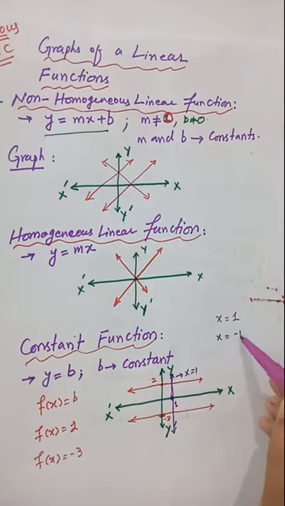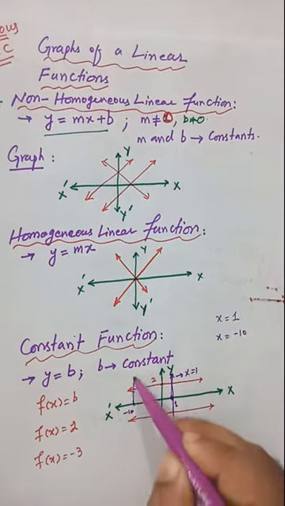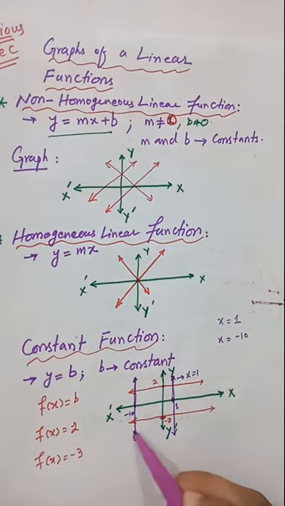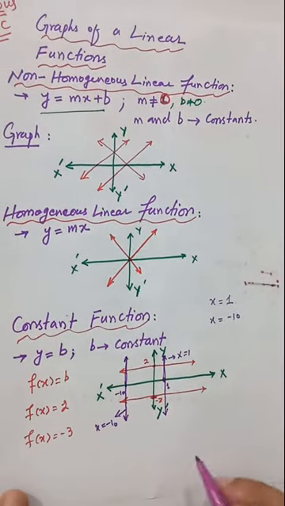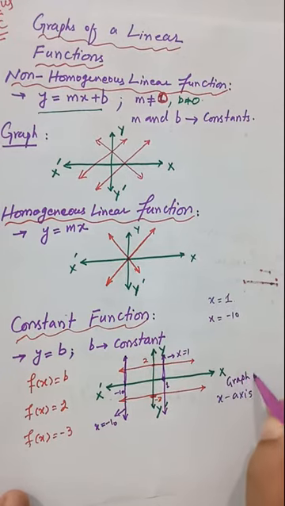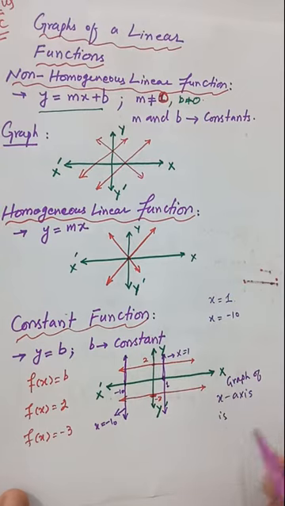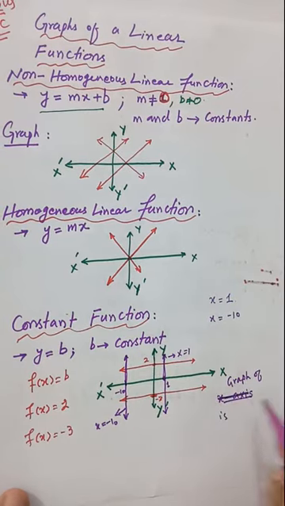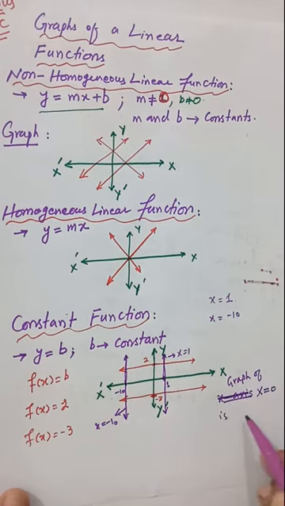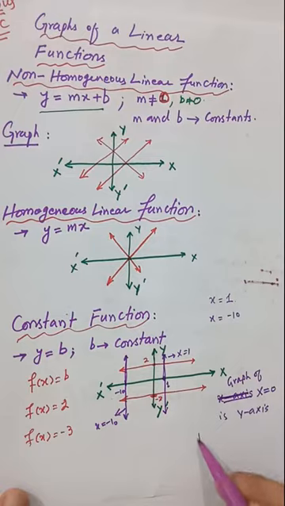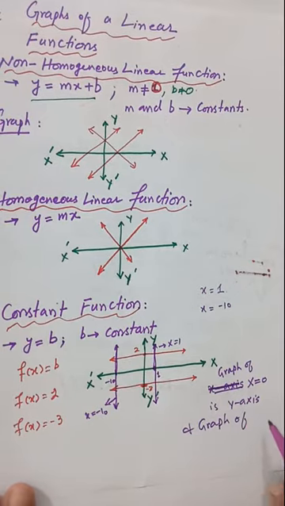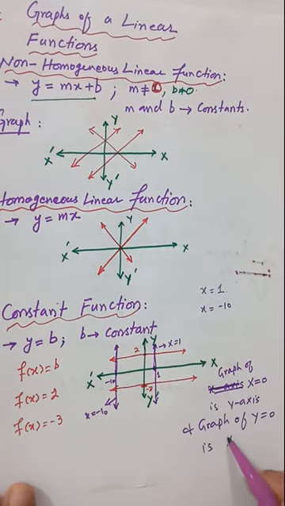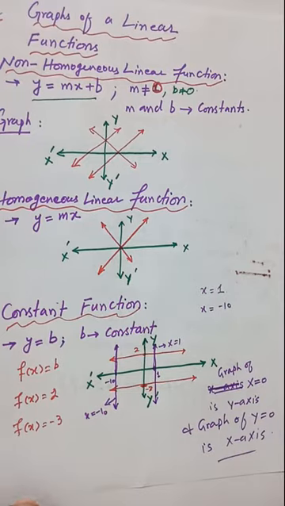Let's say if x is equal to -10, and let's say this is -10, the graph will be a vertical line parallel to the y-axis. So that will be the graph of x is equal to -10. So from this we conclude that the graph of x equal to 0 is the y-axis, and the graph of y equal to 0 is the x-axis. So all these points we discussed in the previous video lecture.